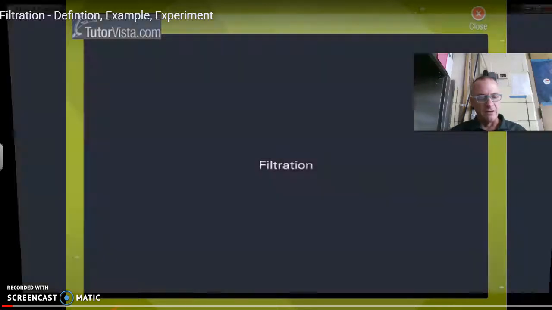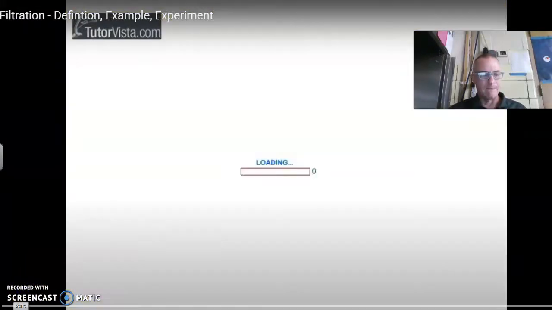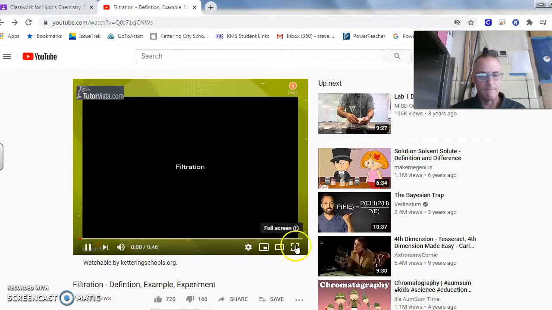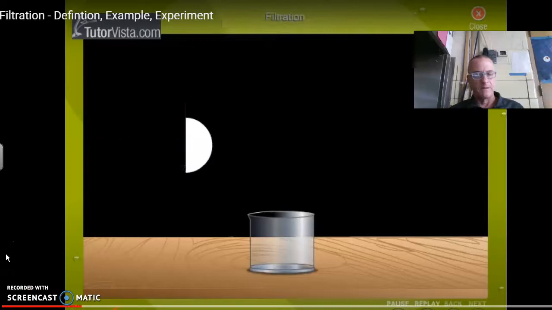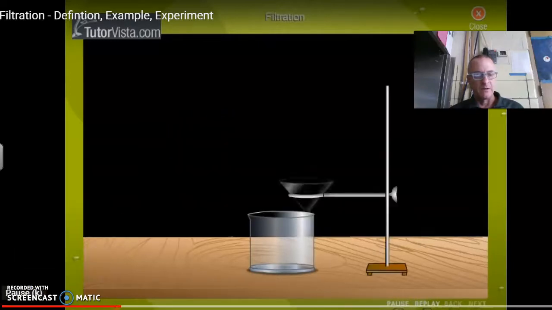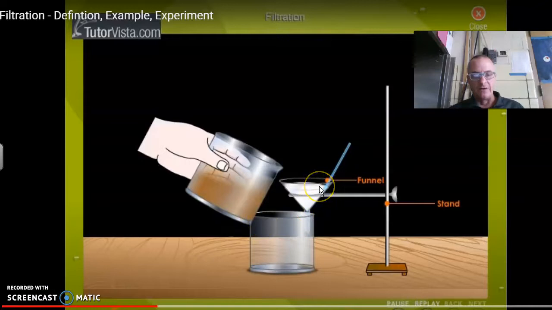Let's take a look at a little film clip here on filtration. Notice the way she folded that. You fold it in half, you fold it in half again, and it's a nice cone shape. That's the filter paper. Notice the filter paper is below the level of the funnel. It goes all the way through. This is the solution that she'll be filtering.